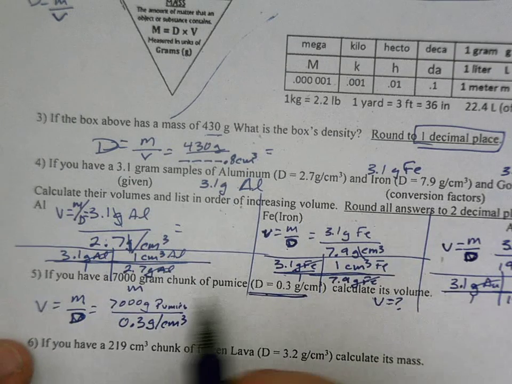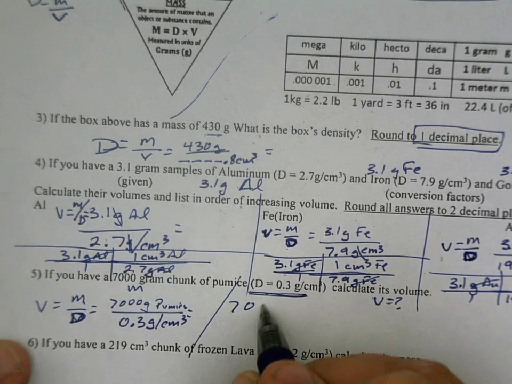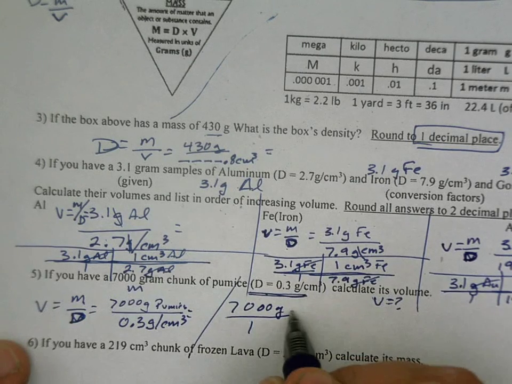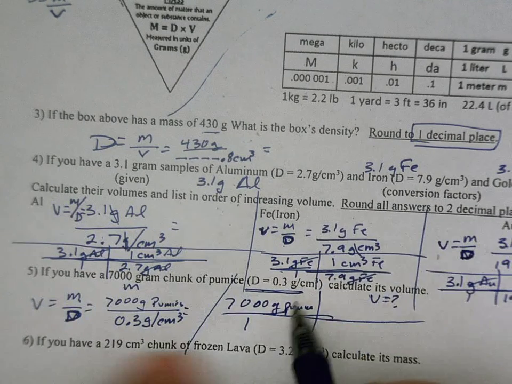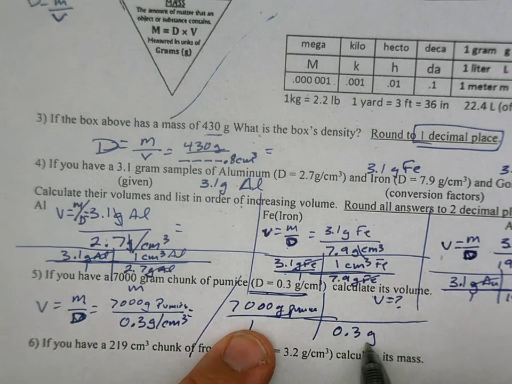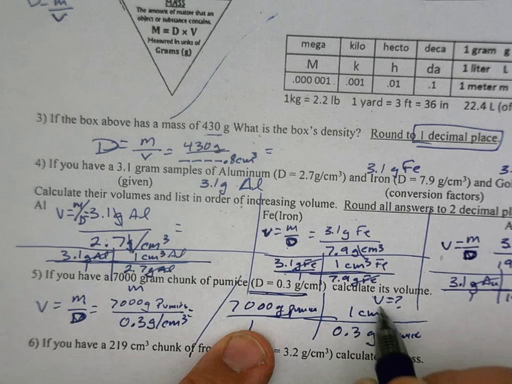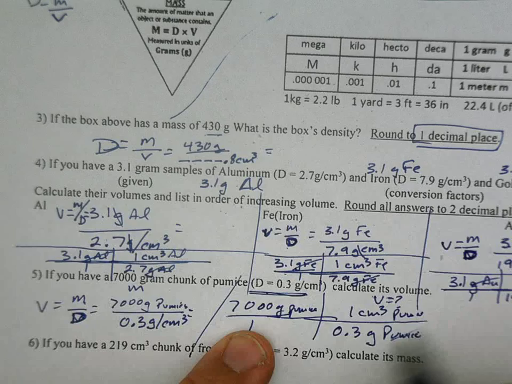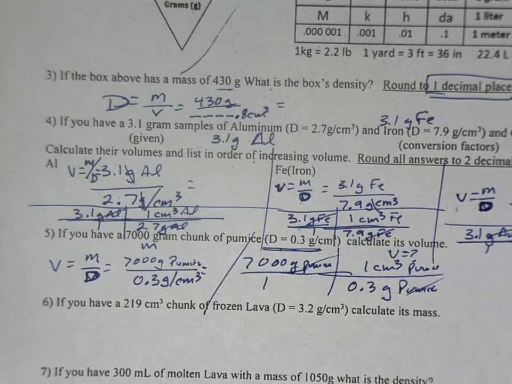Now, the other way is to say you do the conversion method, 7,000 grams over 1 of pumice. And the conversion factor is 0.3. We want to get rid of the grams. So 0.3 grams of pumice is 1 cubic centimeter of pumice. So there you go. Okay, we have a chunk of frozen lava.